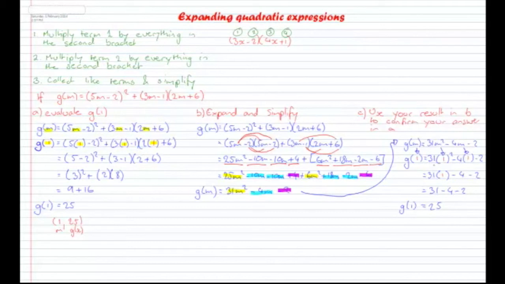So that gets us 31 bracket 1 squared minus 4 times 1 minus 2. Now 1 squared is 1, so that gets 31 times 1 in brackets. Negative 4 times 1 is negative 4, and negative 2 just left on the end. 31 times 1, of course, is 31, minus 4, minus 2. And when we do that, we get 31 minus 4 is 27, minus 2 again is 25. And once again, as you can see here, our answers from part A and part C are actually the same because they're actually the same function. This one here has just been written where it's been factorized, and this one here is in the expanded form.